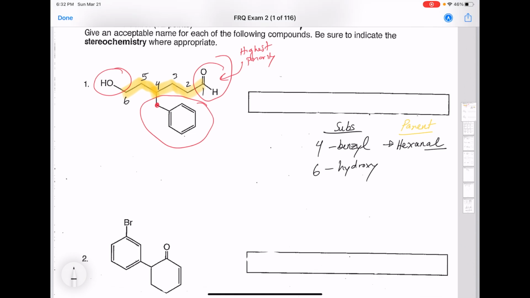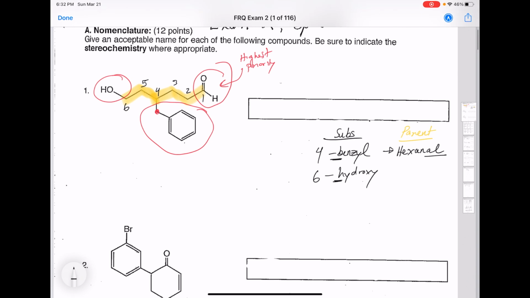So now that we have the substituents listed, we also note that the benzyl group is first in alphabetical order. So now that we have that settled, we can write out the full name. So 4-benzyl-6-hydroxyhexanol. And that should be our final answer for this question.